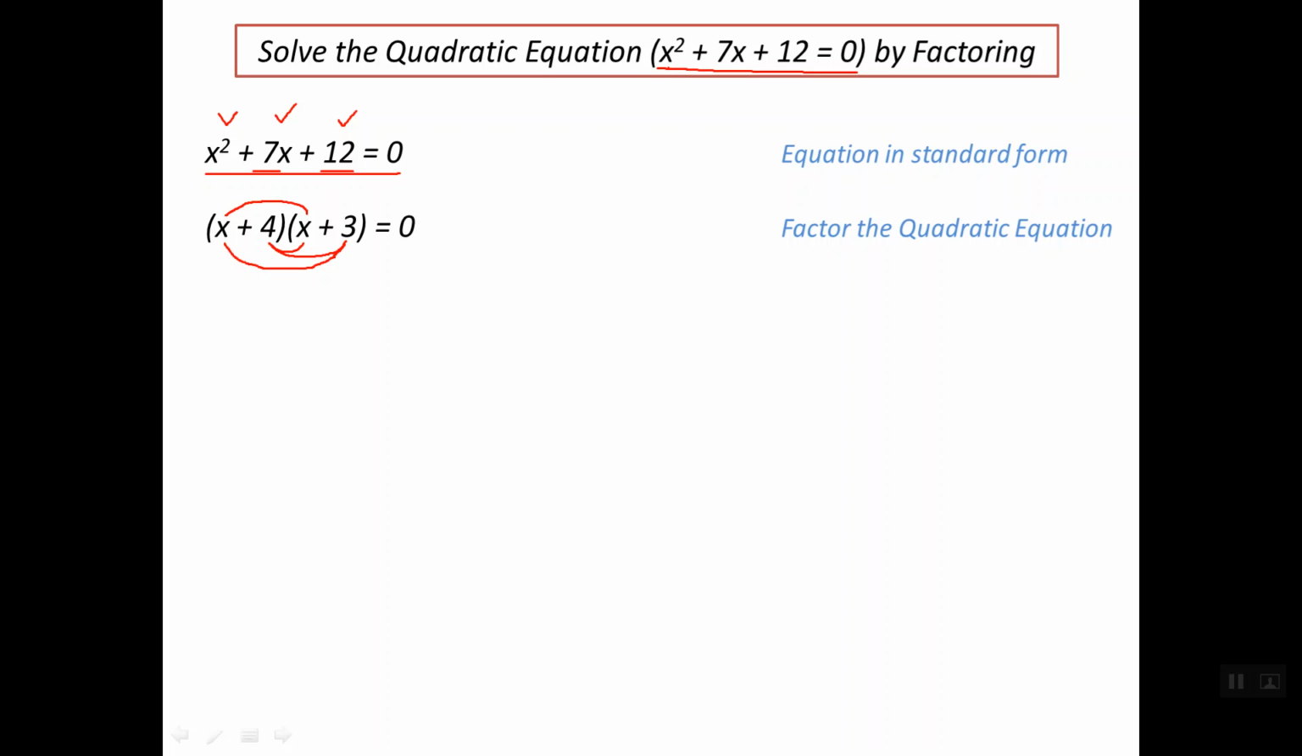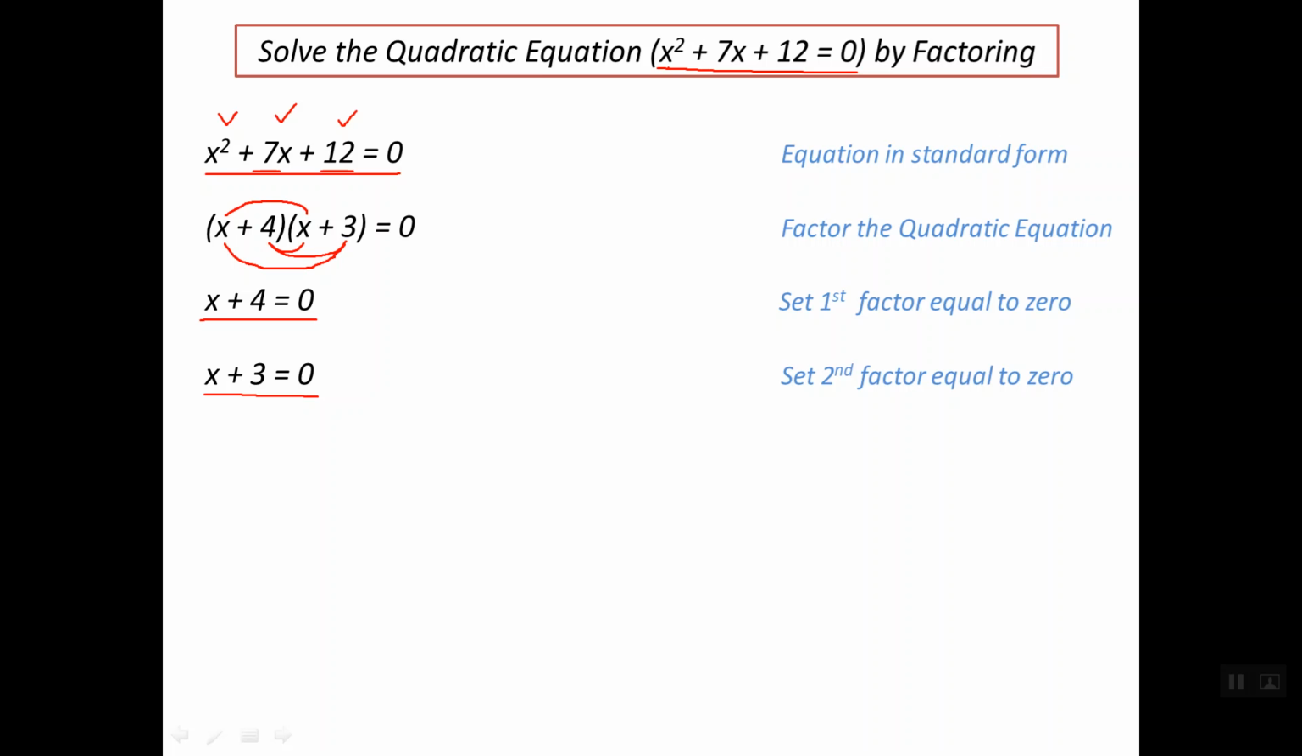Now, as per the zero multiplication property, if we have two quantities multiplied by each other and the product is 0, then either the first term, which is the first factor, x plus 4, is equal to 0, or the second factor, x plus 3, is equal to 0.